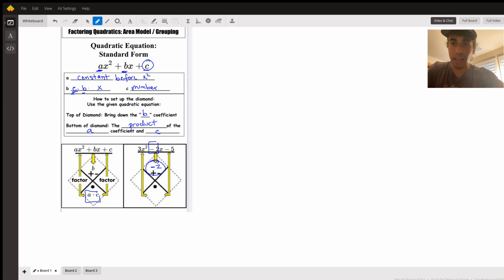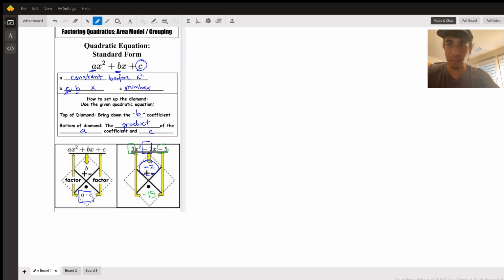All right, so we've got a times c. So in our example here, that's going to be a times c. And again, be mindful of the signs. So a is 3, and c is not 5. It's actually -5. All right, so a times c is going to be 3 times -5. So down here, that would be a -15. All right, so there's an example of how we're going to set this diamond up.